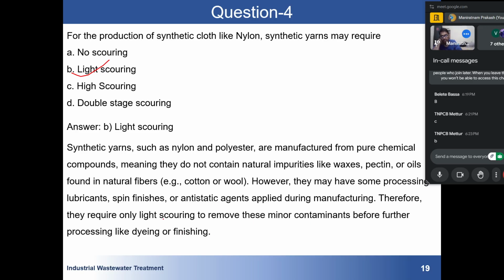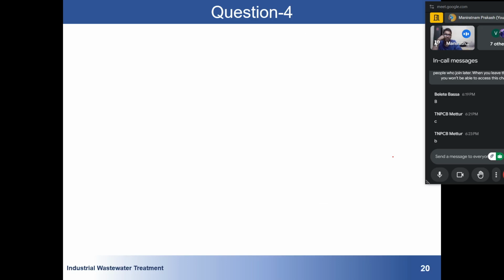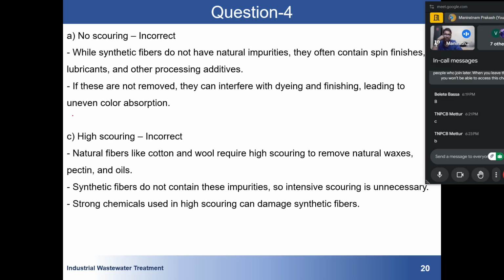So we know what scouring is, removing the impurities from the material. As we know, the synthetic one does not contain any natural impurities, but it might contain some things from its production, such as lubricants. So we have to remove those before the final finishing process. That process is known as light scouring. I hope this is clear to you. No scouring is incorrect for synthetic, because it still contains some finish residues. That's why there is a need for scouring.